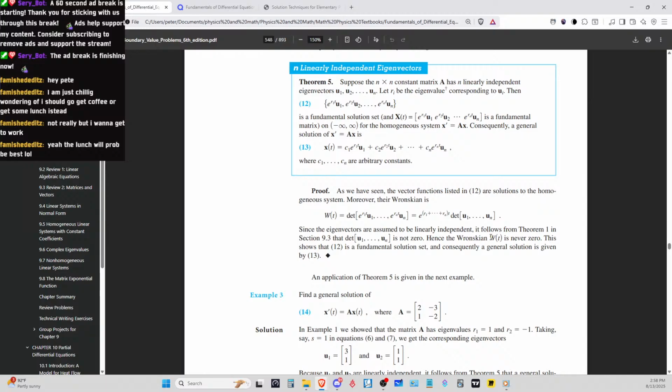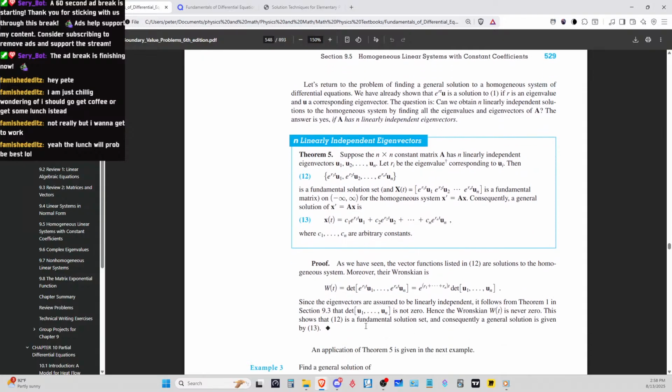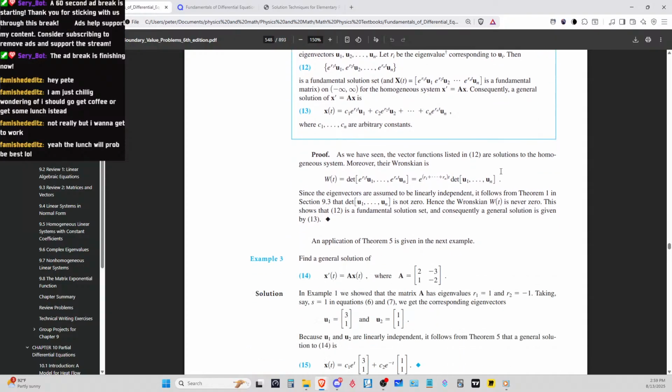the determinant of the basis vectors is not 0. Hence, the Wronskian is never 0. That shows that (12) is a fundamental solution set, and consequently the general solution is (13). So basically the determinant cannot be 0 in this case.